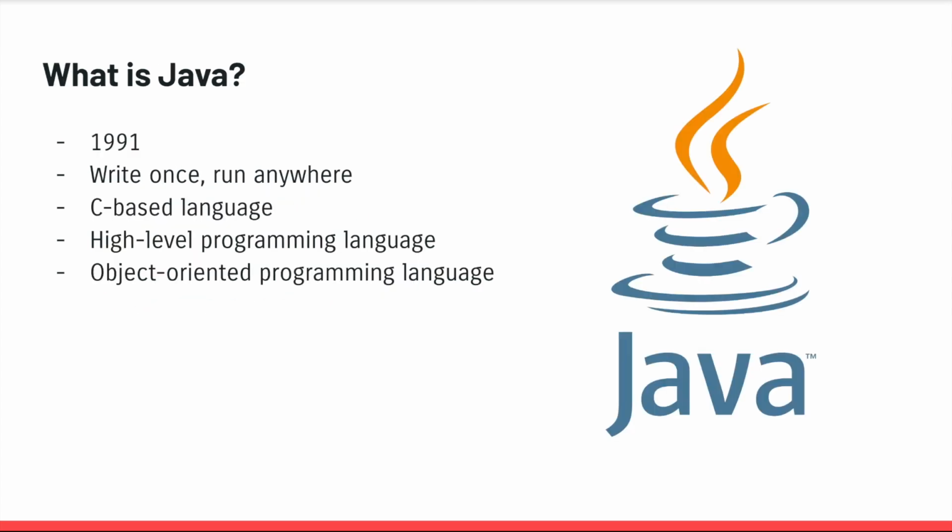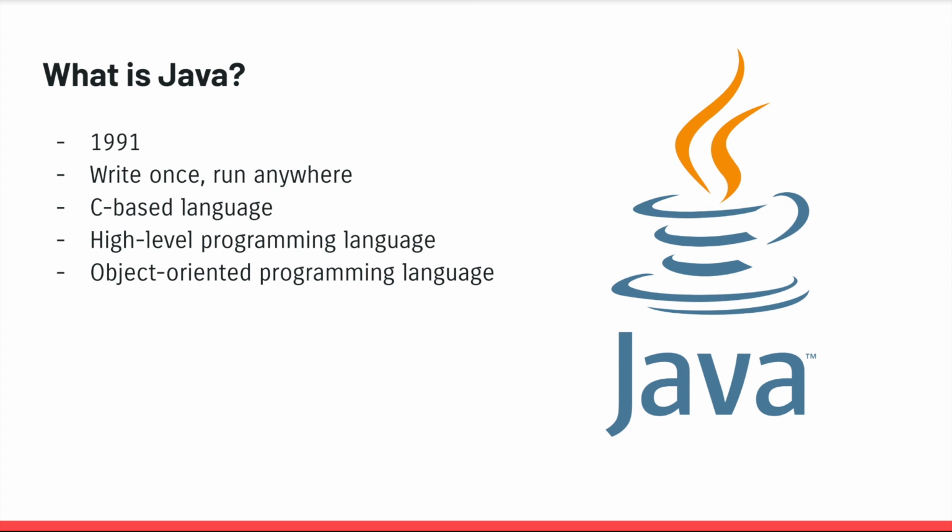Now let's get started with the content of this course itself. I want to start by talking a little bit about Java. So what is Java? Java is a programming language that was created in 1991. And so the idea behind Java was that the people that created it wanted a programming language that they could run on any type of device.